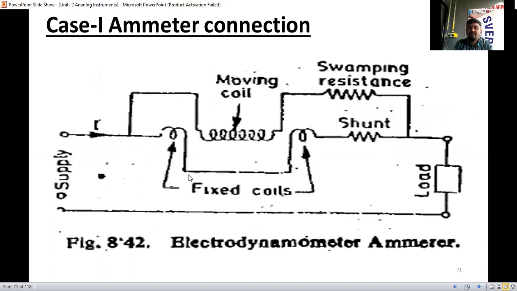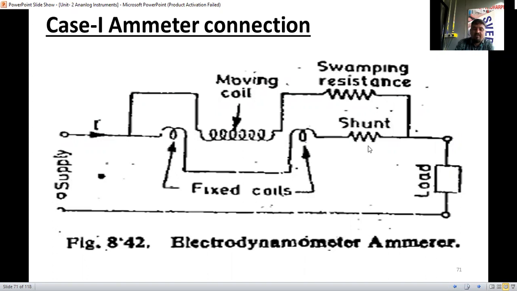See here, the electrodynamometer instrument whose working principle we have discussed just now, the same circuit we have used here. Some swamping resistance we have used to swamp the currents. Half of the fixed coil is connected here, another half is connected here, and the moving coil is placed in between. One parallel branch is connected, and in between the fixed coil we have used one shunt resistance.